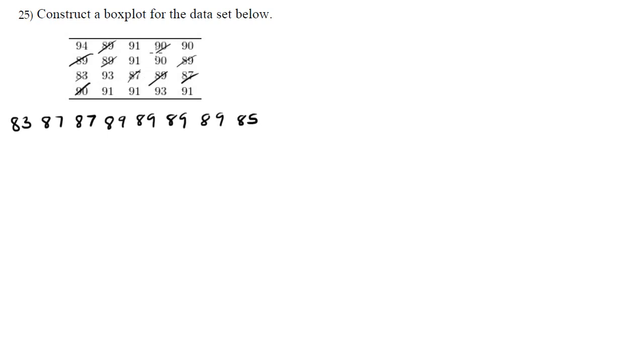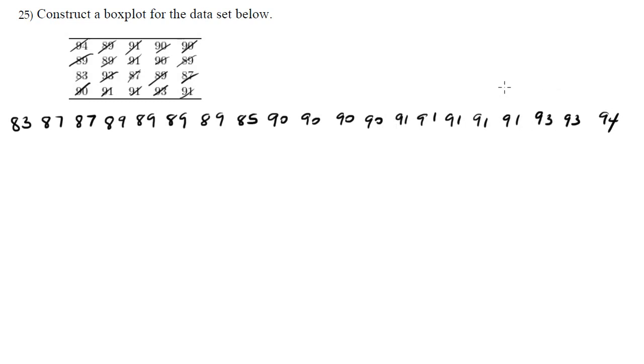I have 90s. 1, 2, 3, 4 90s. 1, 2, 3, 4, 5 91s. 2 93s. And 1 94. So that's 1, 2, 3, 4, 5, 6, 7, 8, 9, 10, 11, 12, 13, 14, 15, 16, 17, 18, 20 values. Probably could have done this a little bit more efficiently, but it's okay.